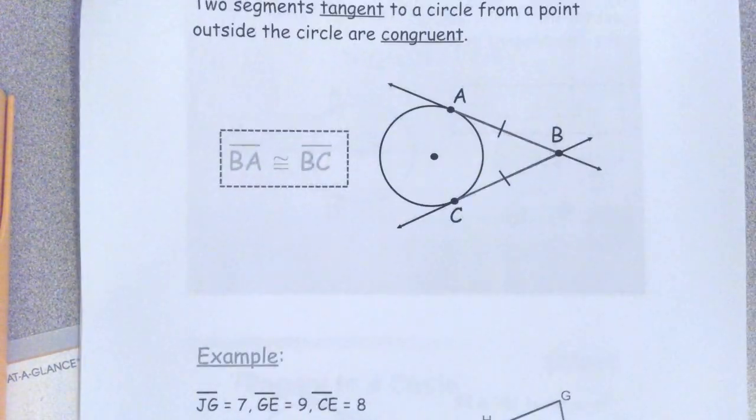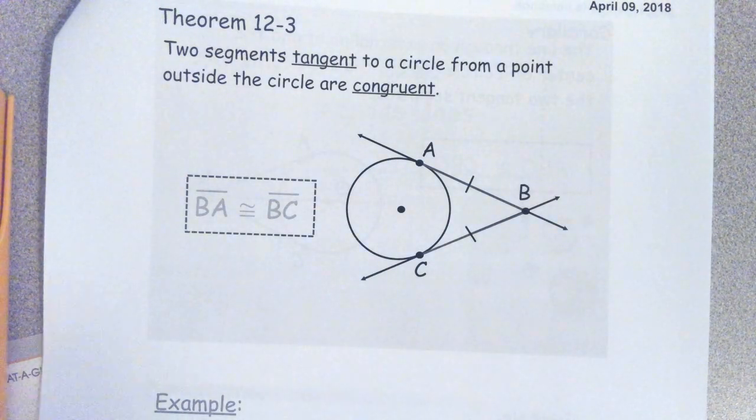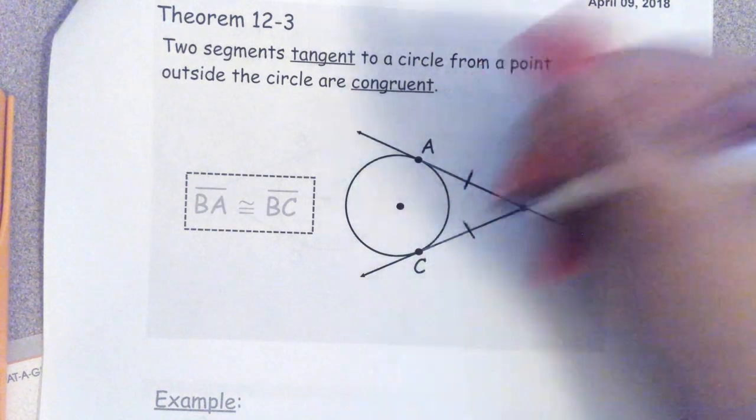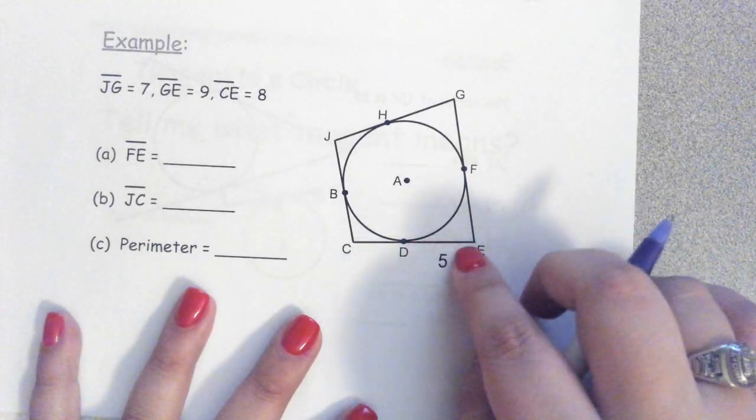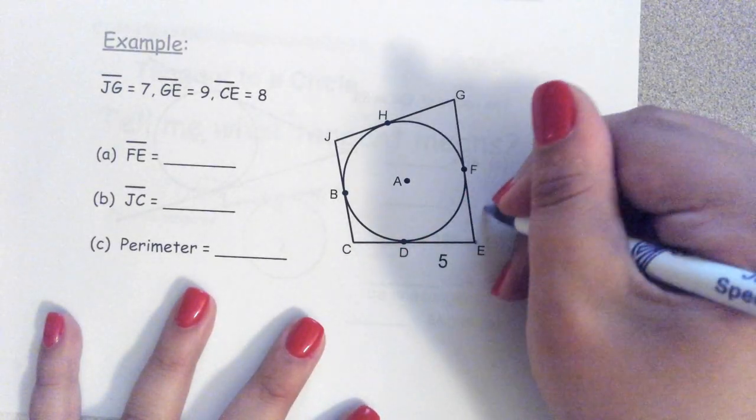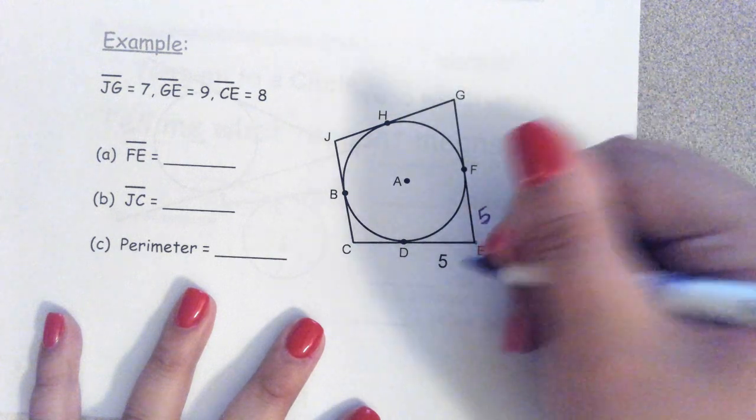Alright, the next theorem is that if you have two tangents, they are congruent. That one should just be super basic. They're the same. So right here I have two tangents. They intersect, so these are the same.